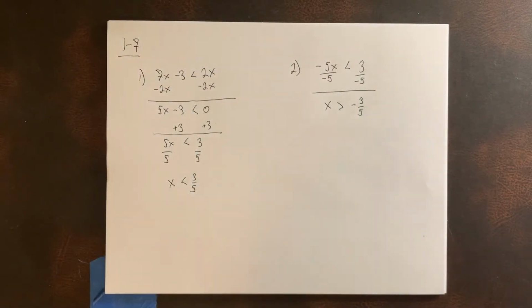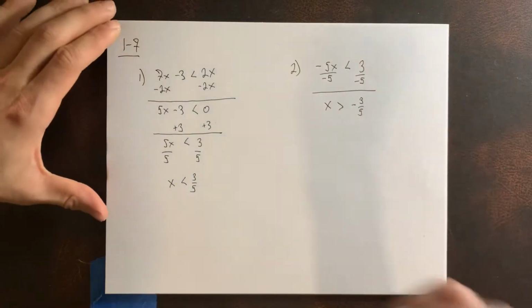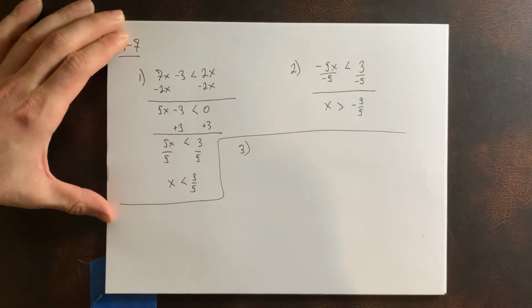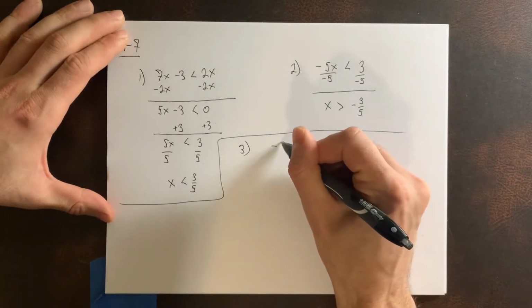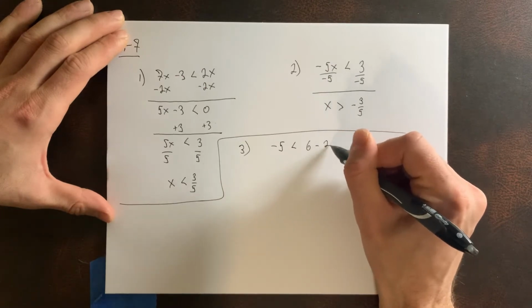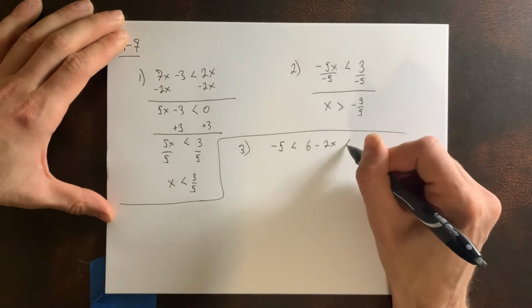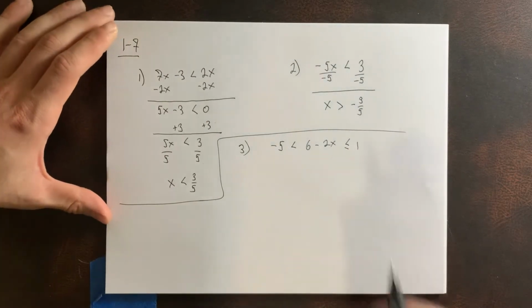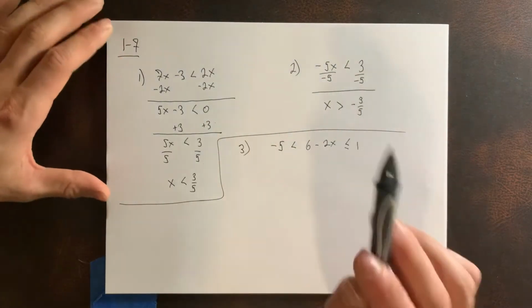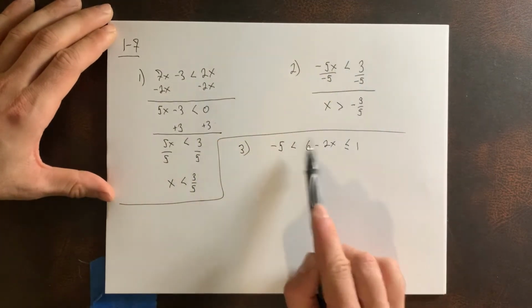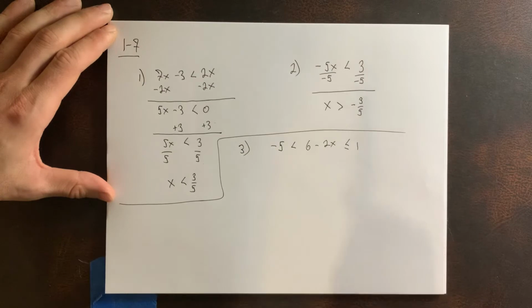So the next example, we have minus 5 less than 6 minus 2x less than or equal to 1. This problem is different from the previous two, which only had one inequality sign. Here's one sign, here's one sign. This one has 2 signs. We have one right here and we have one right here.